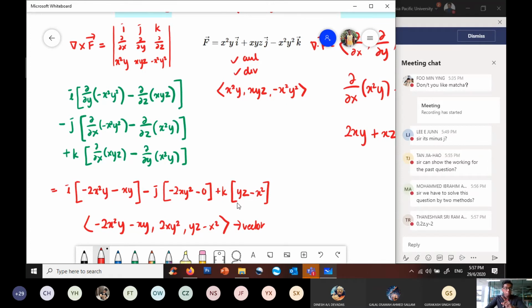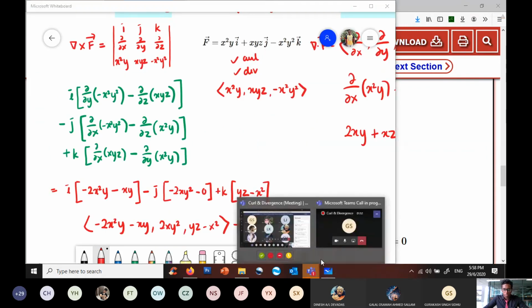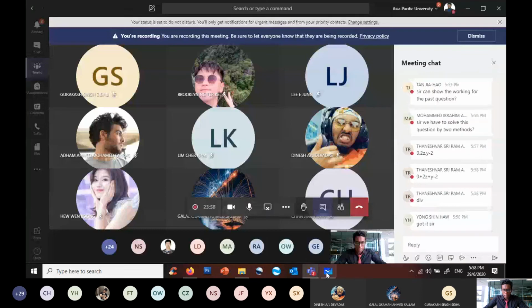I haven't done this yet, but I took the question from the internet as usual. Okay, this is what you should get for the curl. And this is what you would get for the divergence later on. So I see something is not right there. Just take note of this. I will send you the solution anyways. But the curl should be something like this. Keep on trying first. Then we'll get back to whatever it was just now.